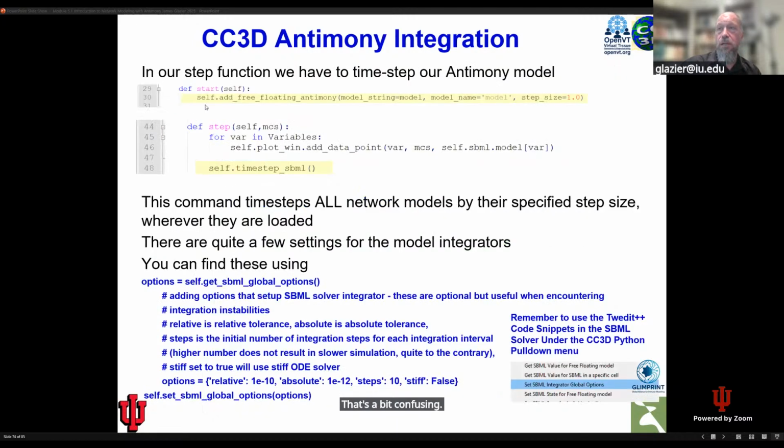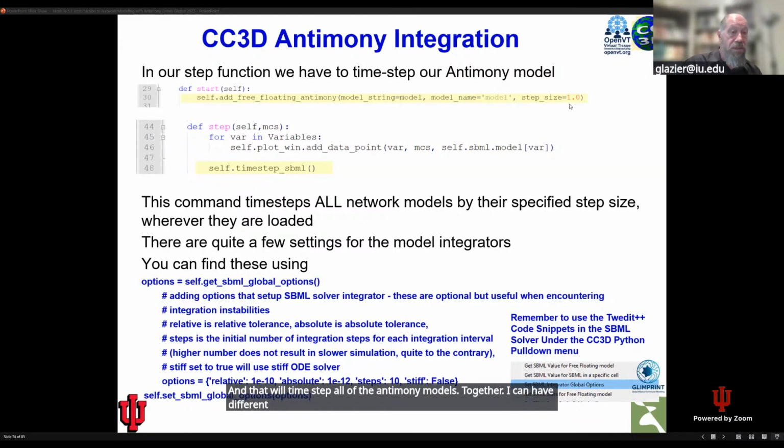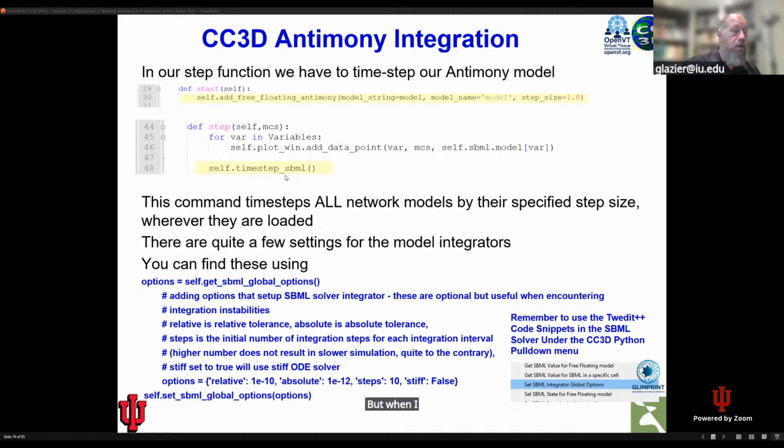Once I've loaded it, typically in the start function, when I step my model in the step function, I do self.timestep SBML, and that will timestep all of the Antimony models together. I can have different Antimony models with different step sizes. So if I want one model to run faster in one cell than another, when I load it, I can change the step size. But when I time step here, it all steps everything in synchrony.